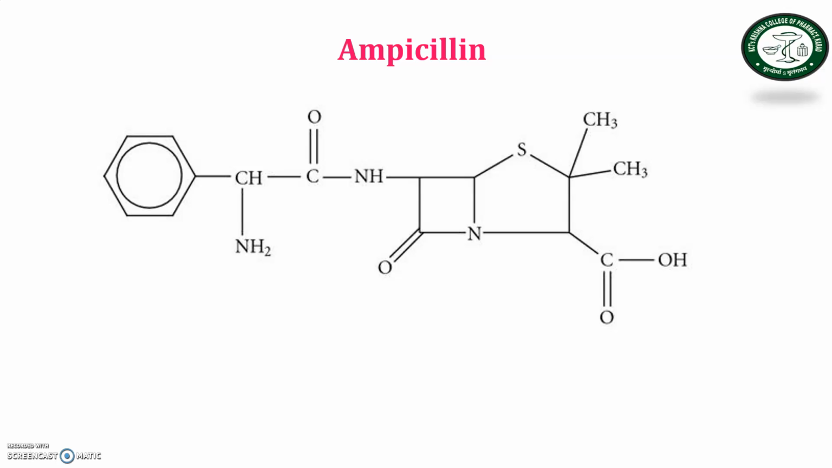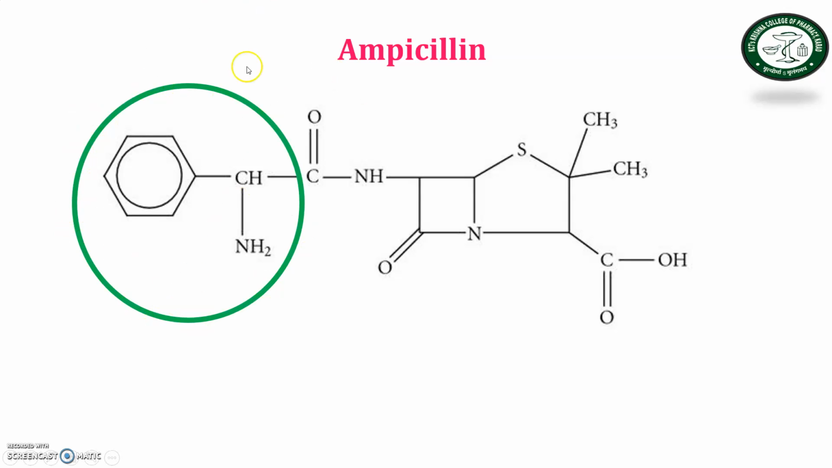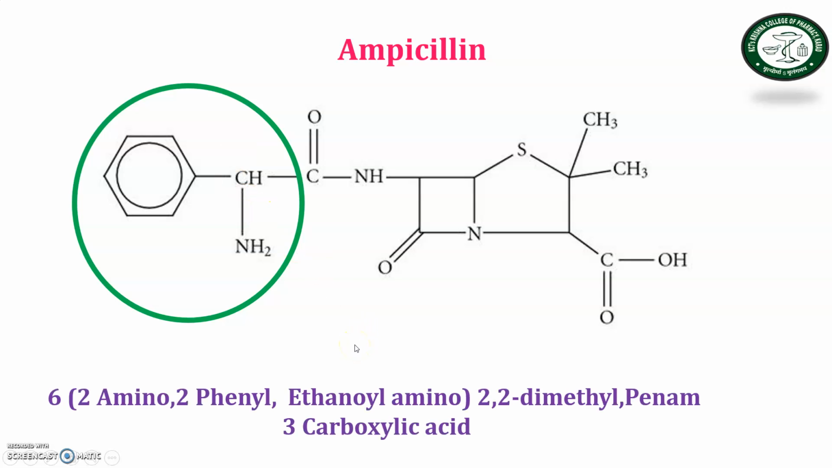Now next is ampicillin. So this is the structure of ampicillin. The substituent present at position number 6 contains an alpha amino group, with the presence of one phenyl ring and CH. So the chemical name is 6-(2-amino-2-phenyl acetyl amino)-2,2-dimethyl penam-3-carboxylic acid, and the basic nucleus is very simple.